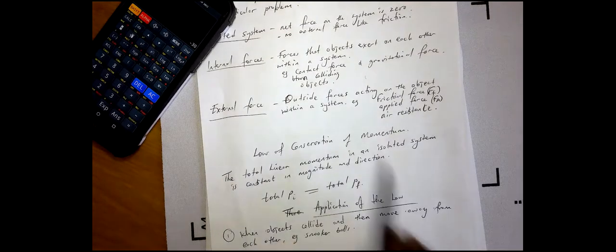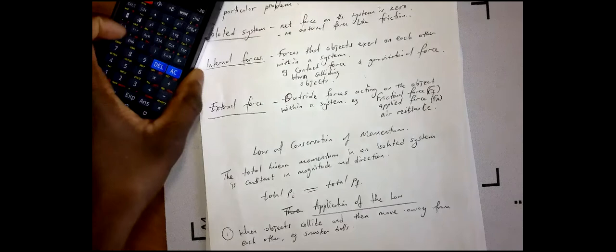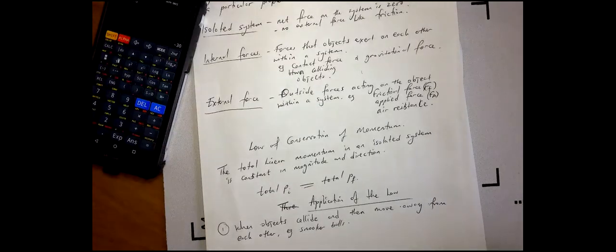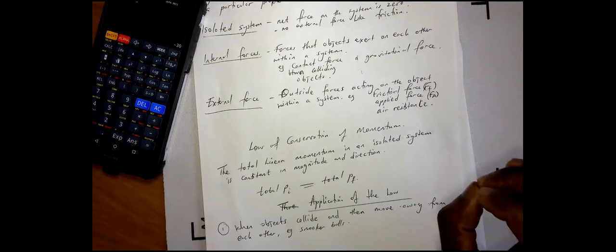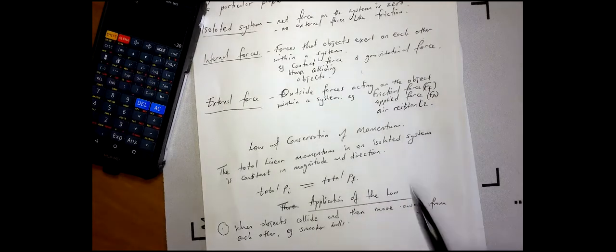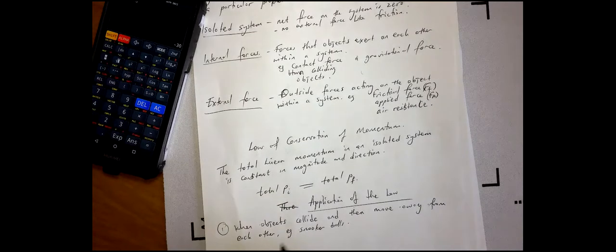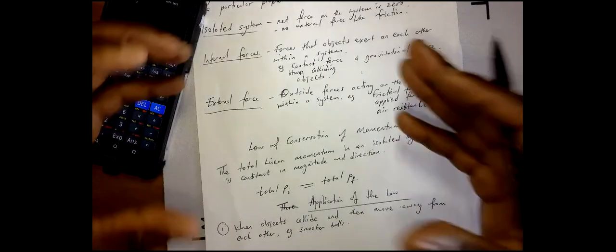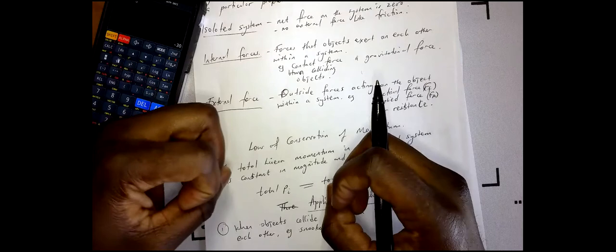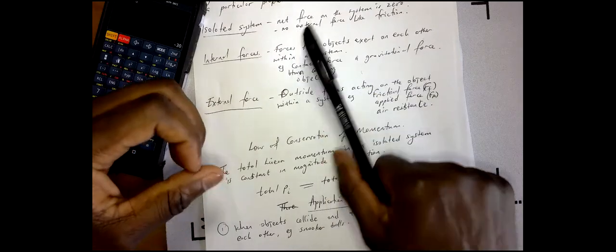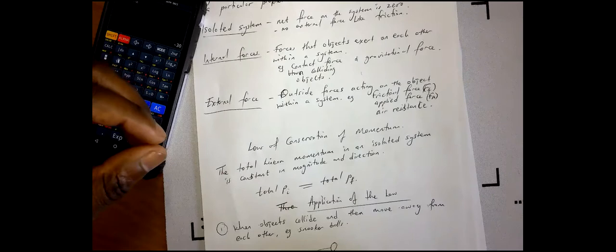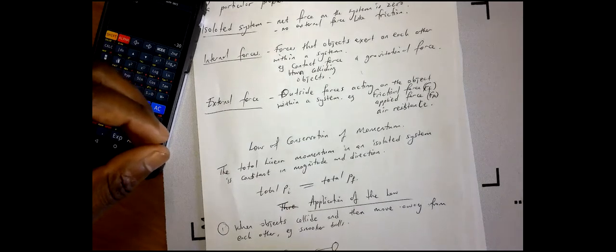Now let's look into the law of conservation of momentum. What does it say? The total linear momentum in an isolated system is constant in magnitude and direction. So you must know that total momentum in such a system is constant, it doesn't change. What do we mean by that? P initial, the total momentum, is equal to your final momentum. So after a collision, remember, if two objects collide together, the object that is moving in this direction, and another, maybe these are snooker balls, okay?